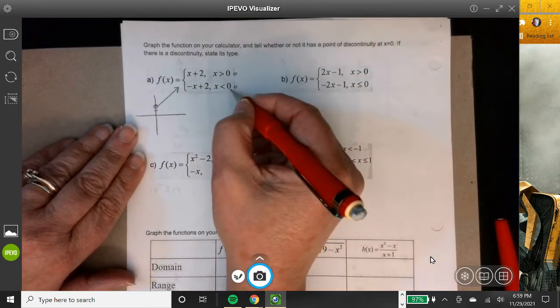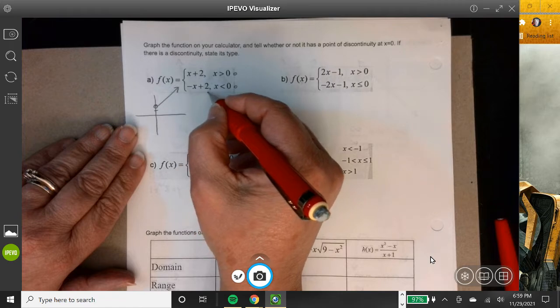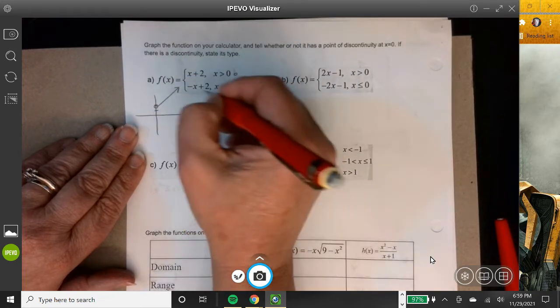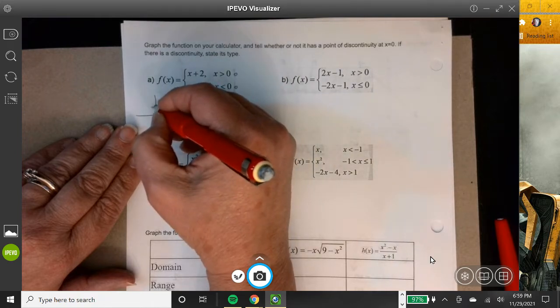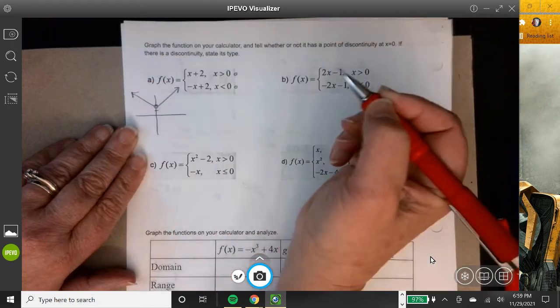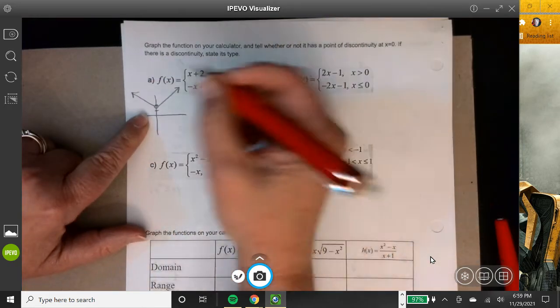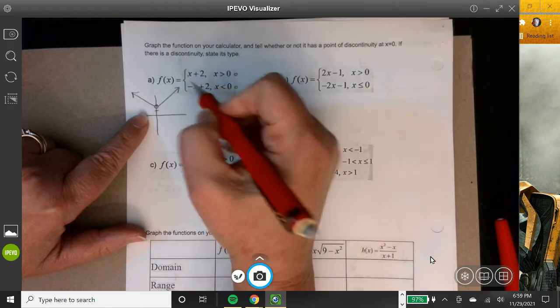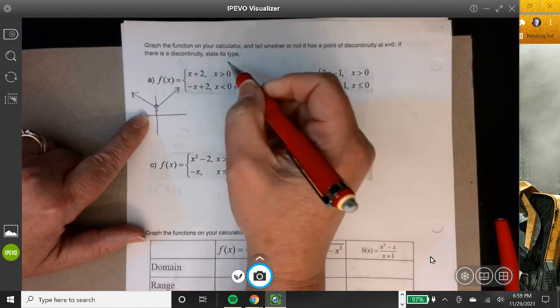Okay, when x is less than 0, I have the line negative x plus 2. So when x is 0, I have 2, but this is open, and I have a negative slope, so I now have to go over 1 and up 1. So it's going to be like this. So what's going on here? We wanted to graph our function and tell whether or not it has a point of discontinuity at x equals 0. Well, it does, and what is its type?